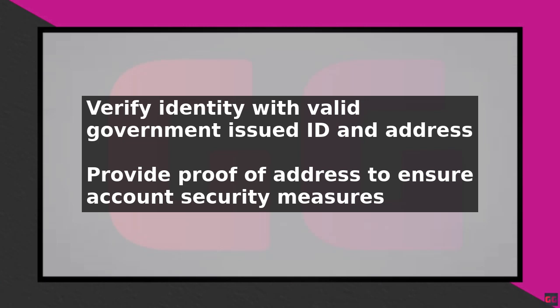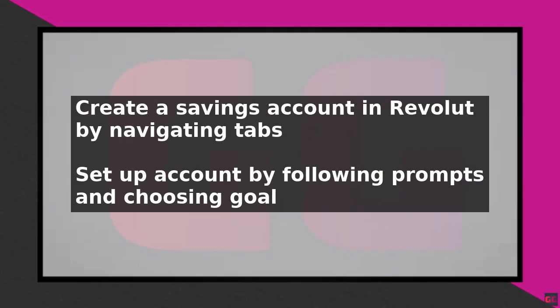To do this, you will need to navigate to the Savings tab in the app. From there, you can click on the Create a Savings Account button and follow the prompts to set up your account. When creating a savings account in Revolut, you will need to choose a savings goal. This can be anything from saving for a vacation to saving for a down payment on a house. You will also need to set a target amount and a deadline for reaching your goal.